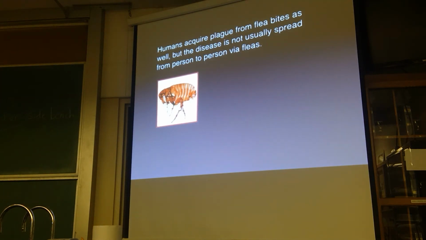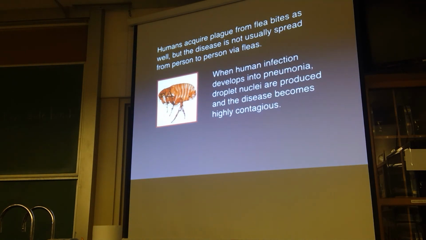So this is the vector, the rat flea or rodent flea. Typically what happens is this: the Yersinia organisms plug up the mouth parts of the flea, so these guys become ravenously hungry and they just keep biting and biting. And then they're just spreading the Yersinia.